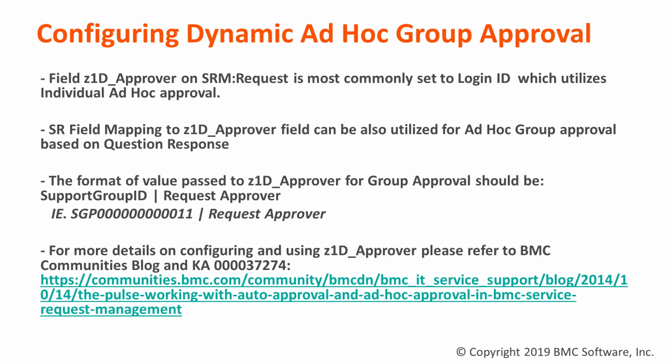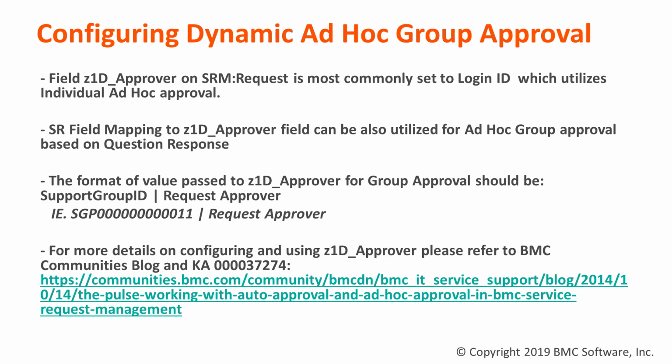This is accomplished by using SR field mapping to the Z1D_approver field, but this field can also be utilized for ad hoc group approvals based on a question response. The format of the value that needs to be passed to Z1D_approver for group approvals should be support group ID space pipe space request space approver.